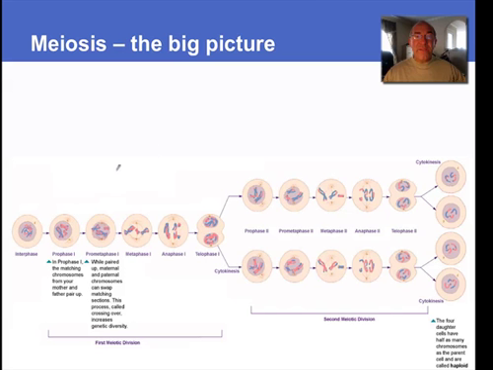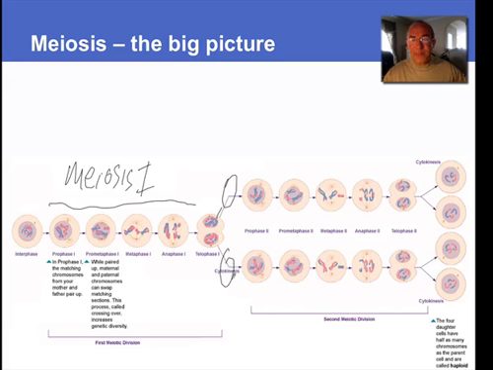So the big picture of meiosis is that we have now completed meiosis 1, which is along the first stage here, and we've got two cells from the division of cytokinesis. There's a cell here and there's a cell here.